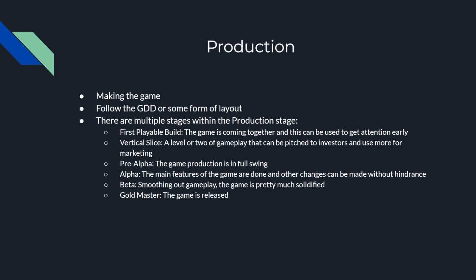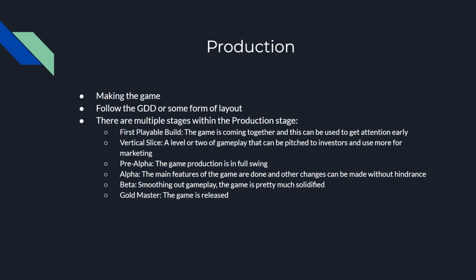The pre-alpha stage is when the game production is in full swing. You have your couple levels down that you made before, you're really enjoying it, and now it's time to continue on with development. The alpha stage is when a lot of the main game features are done, such as running, jumping, driving, or whatever your game will entail. In this stage, changes can be made without any hindrance to production, meaning you can have a massive change to one of the mechanics or to the game world itself, and it will not affect the production very much.